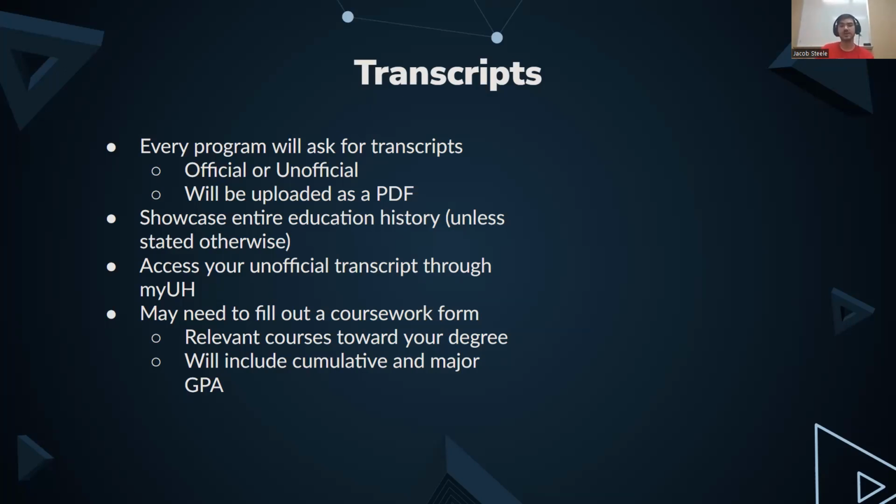These transcripts are going to showcase your entire educational career, unless they're stated otherwise. You can access your unofficial transcript through My UH, and you may need to fill out a coursework form, which is basically a form that lists every class you've taken, as well as the grade you received. These are going to be relevant courses towards your degree, and they will typically include cumulative and major GPA. So cumulative GPA is going to be every single class you've taken, whereas major GPA, for example, if you're a math major, is likely going to only include math classes. If you're a bio major, it's only going to include bio and chemistry, et cetera. All right, let's go and move on to the next slide.